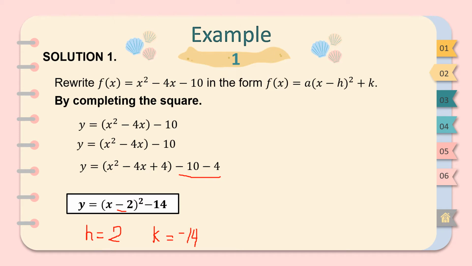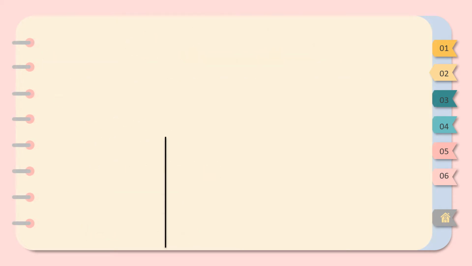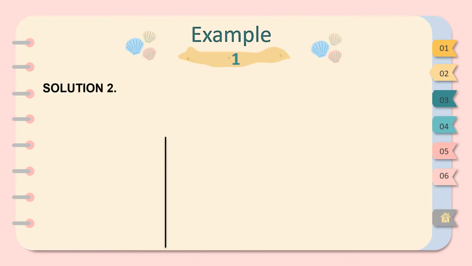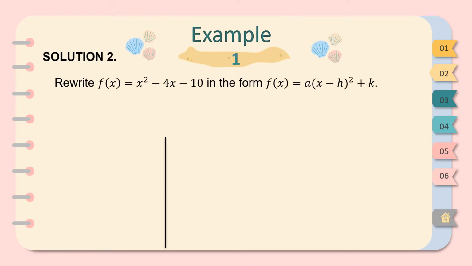So, let's proceed po sa solution number 2. And then later on po sa activity ninyo, you will be the one to choose kung saan po mas madali sa inyo, solution number 1 or solution number 2. Let's proceed. Solution number 2. Rewrite f of x is equal to x squared, same given lang po, minus 4x minus 10 in the vertex form f of x is equal to a quantity x minus h squared plus k.